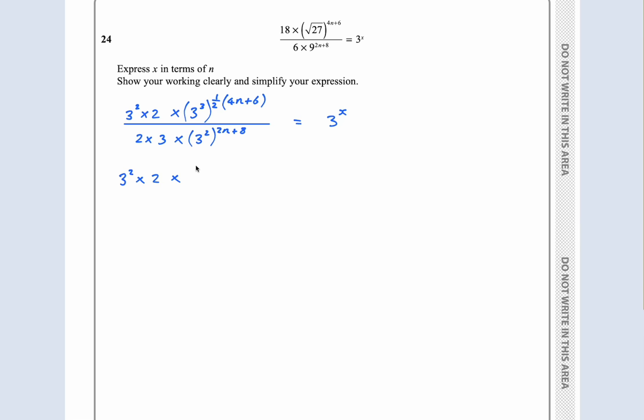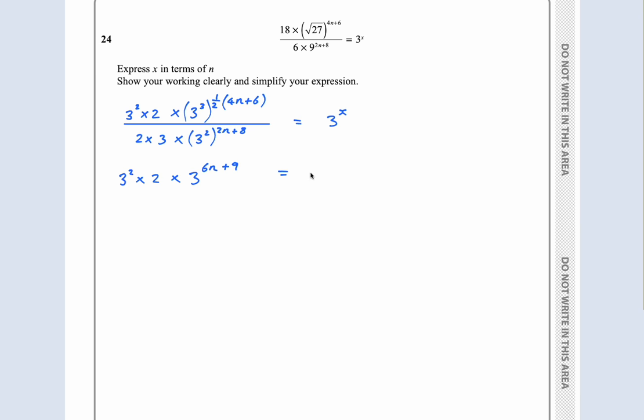So I'm going to get 3 to the power of 3 over 2 times 4, which is 6. So it's 3 to the power of 6n, and then 3 over 2 times 6 is 9. So 6n plus 9. So that's me, guys, just multiplying all these numbers out. So I get 3 to the power of 6n plus 9.